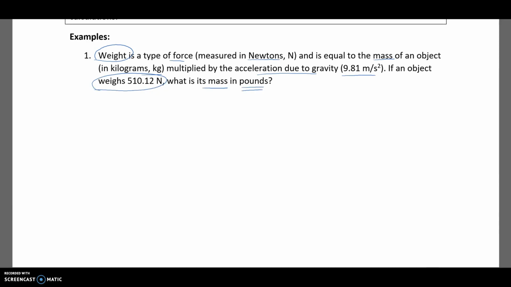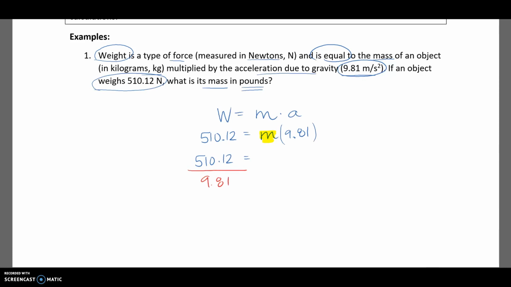From the information in the question, I'm told that weight is equal to the mass of the object multiplied by the acceleration of that object, and I'll substitute in what I know. I know that this object weighs 510.12 newtons. I'm trying to find the mass, so that's my unknown, and the acceleration is this constant value due to gravity, 9.81 meters per second squared. I'd like to get mass by itself, so I need to move 9.81 to the other side. Since it's being multiplied on the right side of the equation, to move it over, I divide, and that will give me the mass.